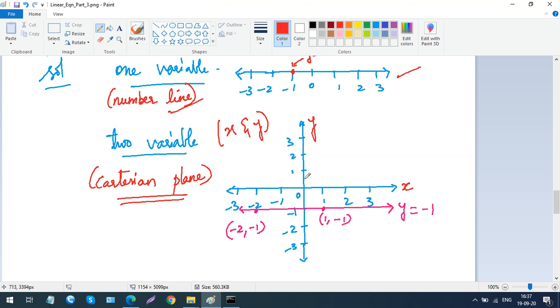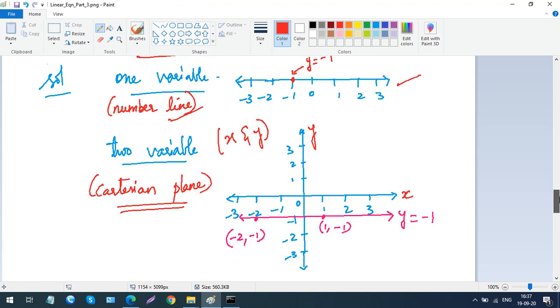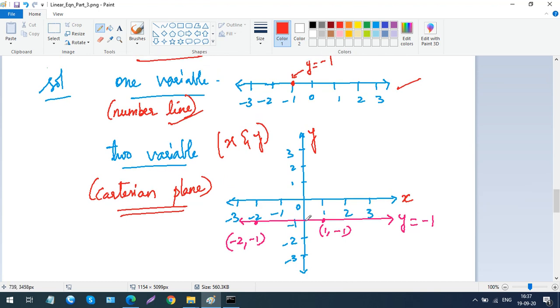Now we have to represent y equals minus 1. In this case, we will go to the y-axis. We will go to minus 1 on the y-axis and draw a line parallel to the x-axis. That's it. Okay, fine.